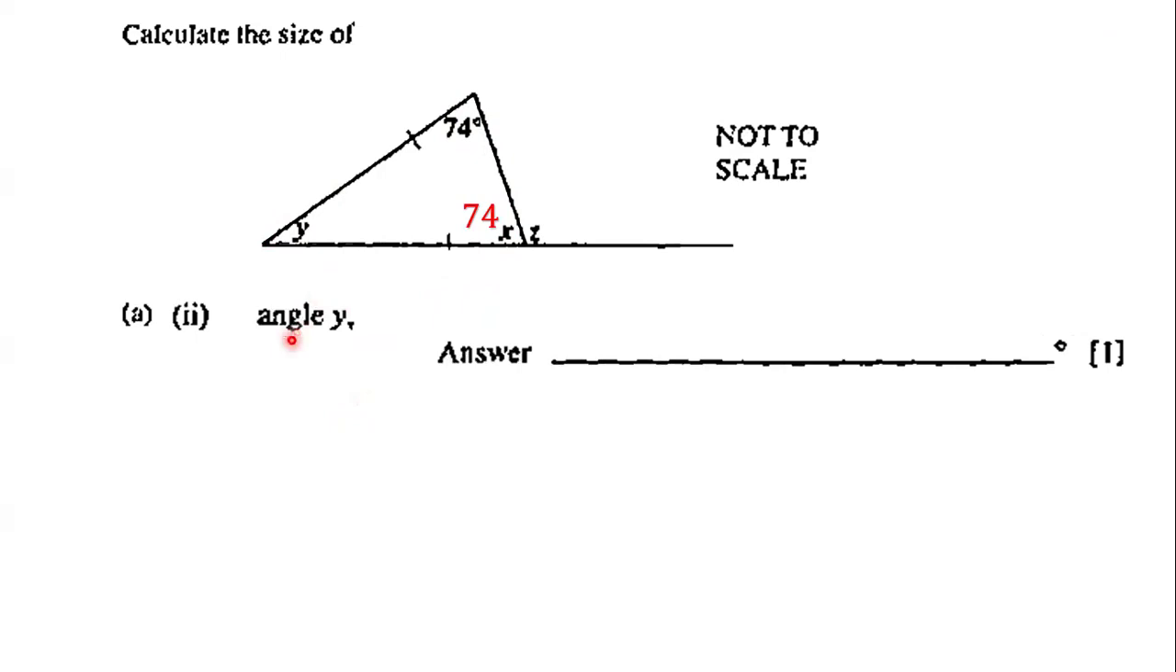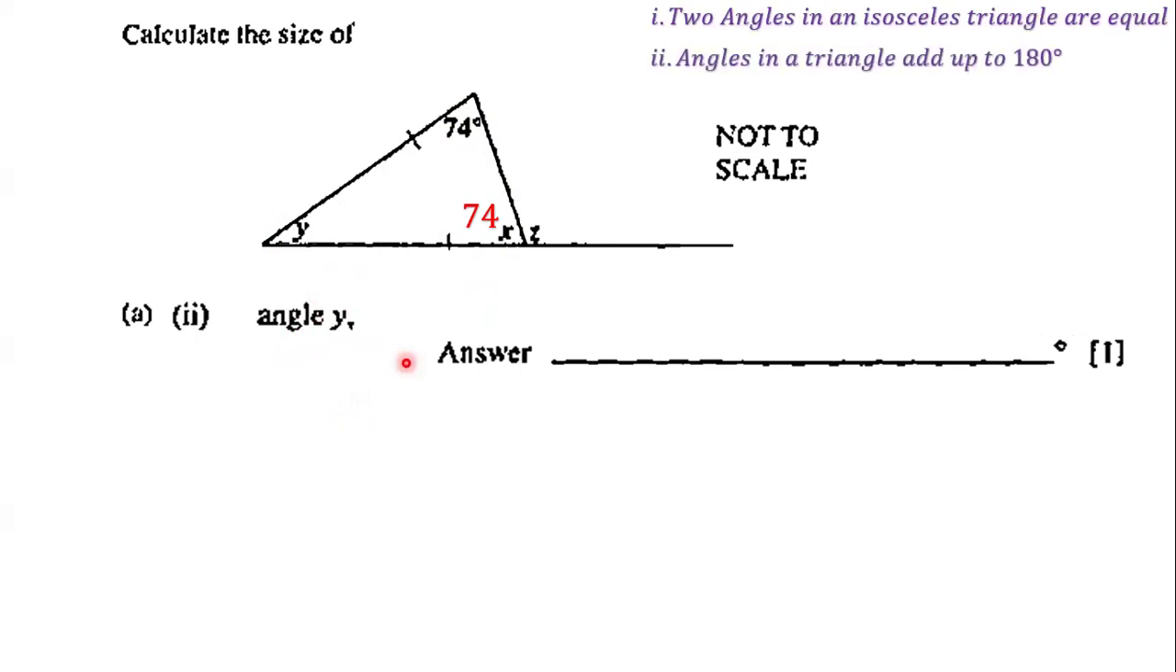Next, our goal is to determine the size of angle Y. Notice that we can use these two geometrical rules. The rule says that two angles in an isosceles triangle are equal, which we noted before. That's why this is 74 and this is 74. And angles in a triangle add up to 180 degrees. And so that means that the sum of 74, y, and 74 must add up to 180 degrees.